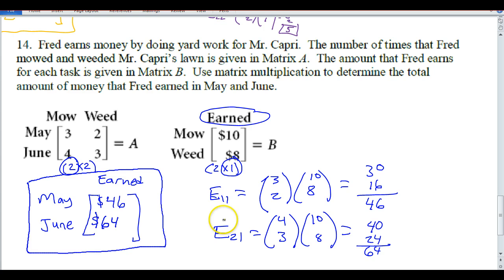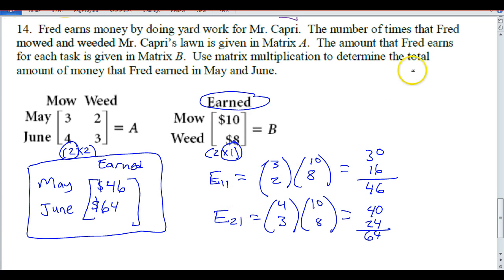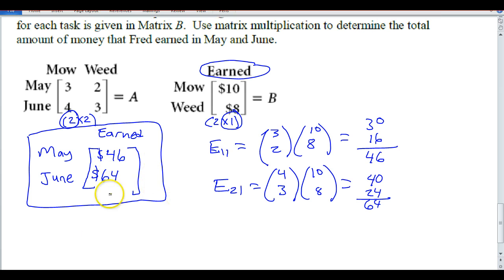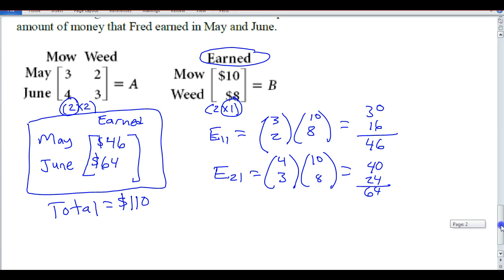Now, if they really mean the total, another way to read the question is: what's the total amount he earned for both months? Obviously, I would just add those up, and the overall total would be $110. Okay, in case that's how you read the question, then that would be the answer.